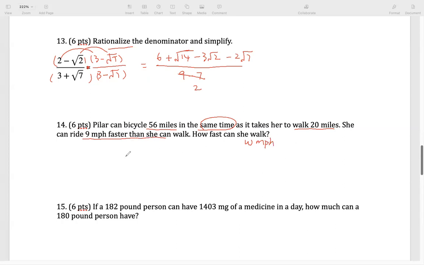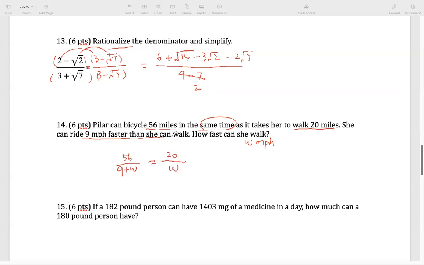Then 56 is the distance divided by the bicycling speed. What's her bicycling speed? It's 9 miles per hour faster than walking, so that's 9 plus W. Same time, distance over speed, right? So the time she used bicycling is 56 divided by 9 plus W. W is the walking speed. Then that equals 20 miles when she walks.